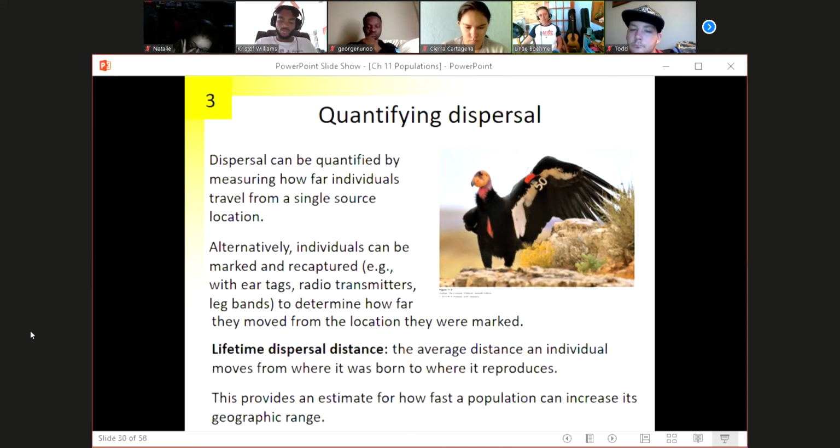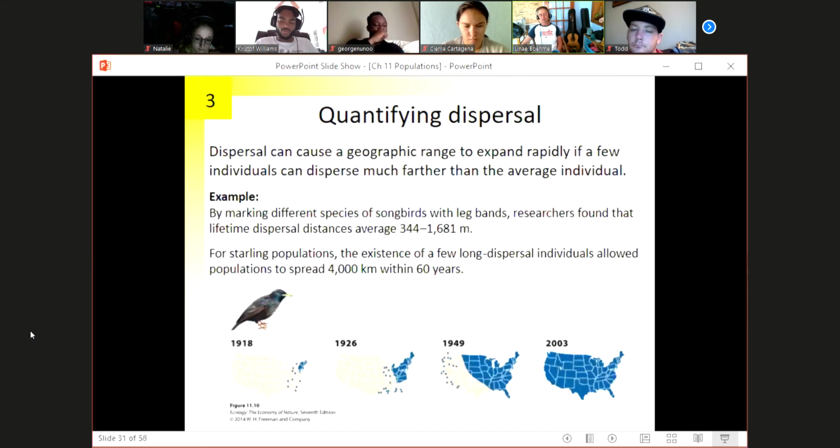And this gives you an idea of how much area might need to be protected if you're trying to protect that species. Or maybe there was a range that you didn't see before, and now you know, hey, we need that. Now, some species are super, super good at dispersing, and this is looking at the starlings.